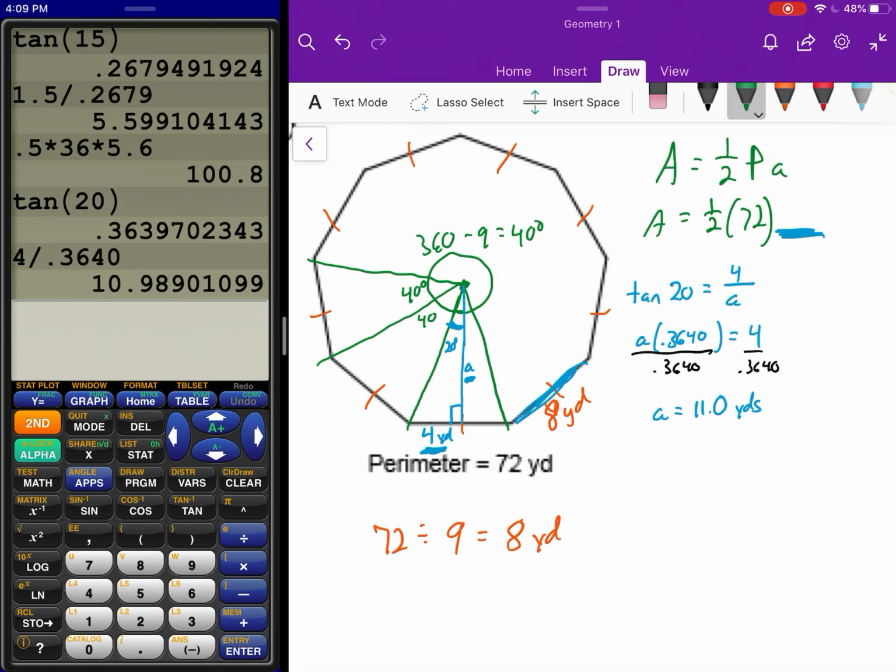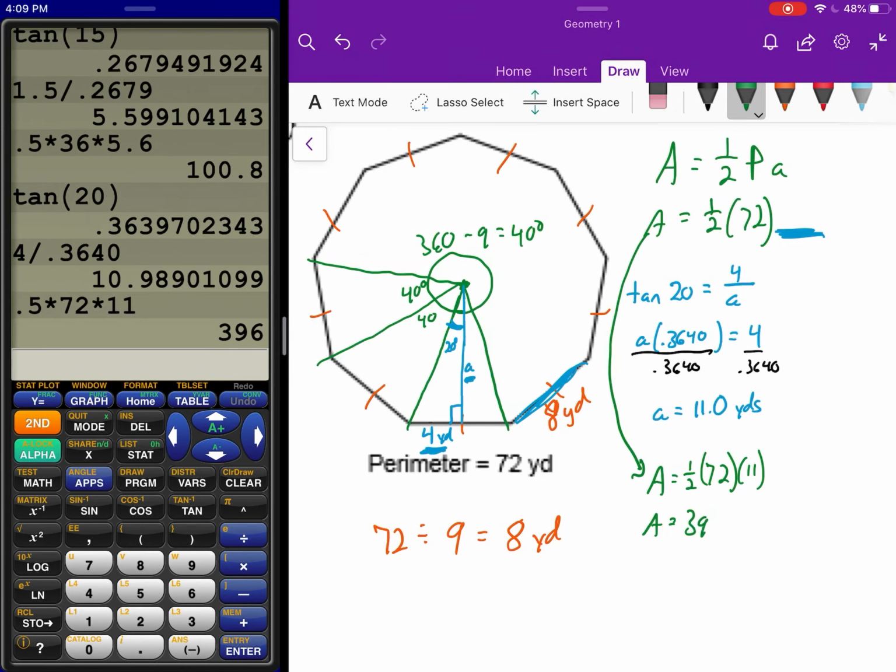And now that we know that, we can plug it in for the apothem value. And so we'll continue finding the area down here. Area is 1/2 72 times 11. So you could pretty easily multiply that out in your head. If you want to use your calculator, you can. It's going to be 0.5 times 72 times 11. 396 yards squared.